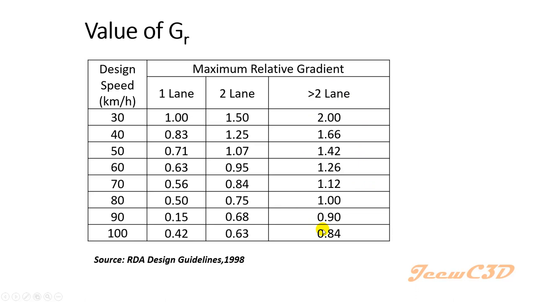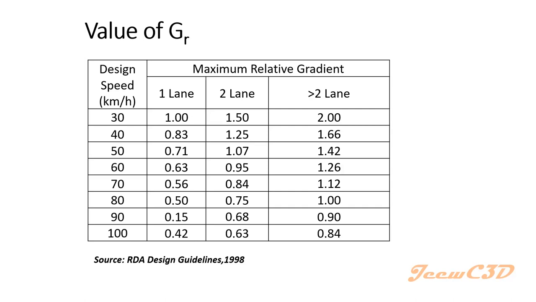Actually, if the road is a single way road or one way road and the number of lanes is greater than 2, you have to use this column. If the number of lanes is greater than or equal to 2, you have to use this column if it is a one-way road. So it depends on the rotation lanes in the actual scenario. That is how to get the GR value.